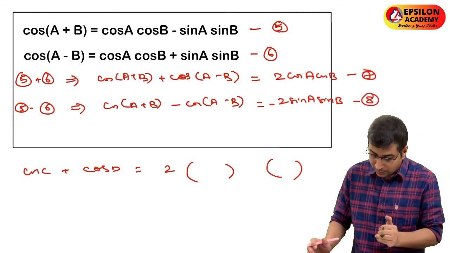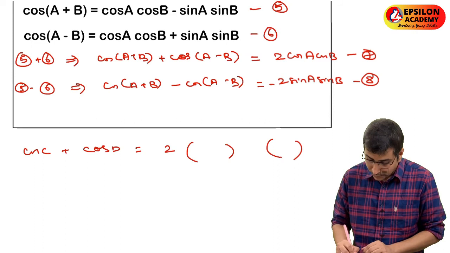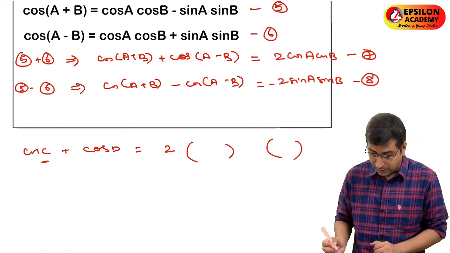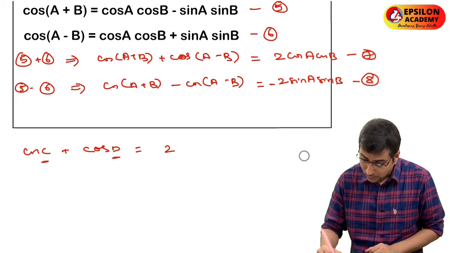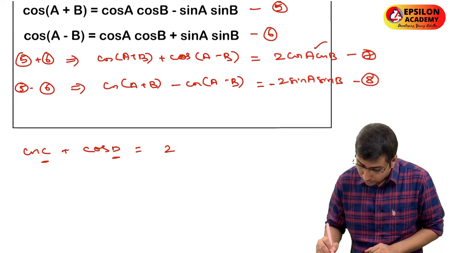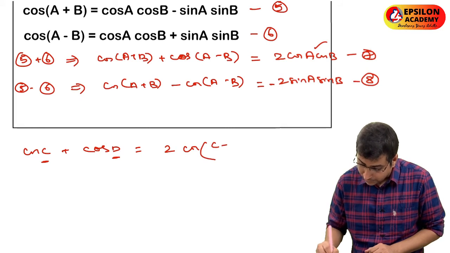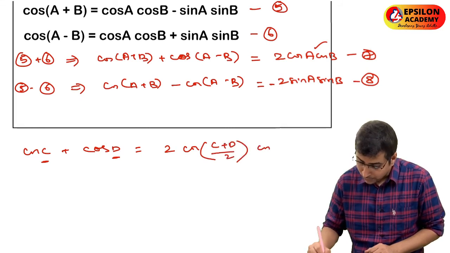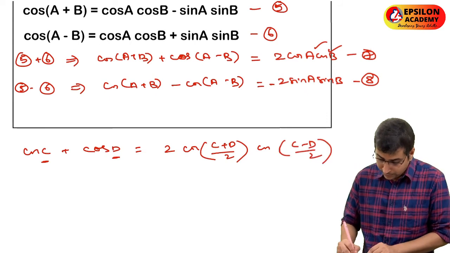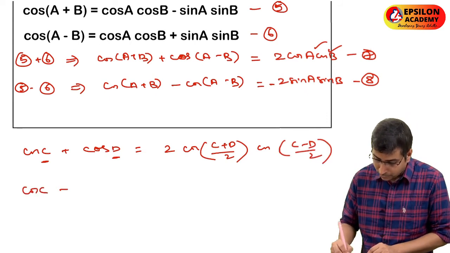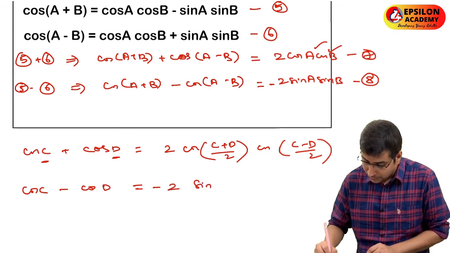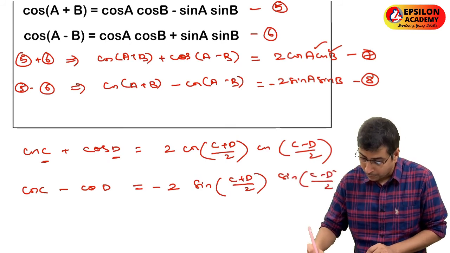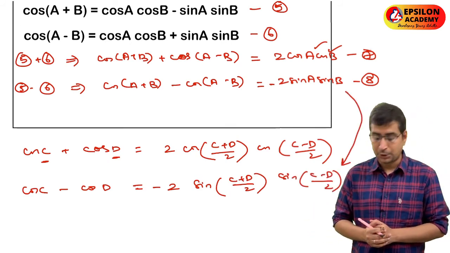Okay. So, cos c plus cos d will give us, in the place of c it is a plus b, in the place of d it is a minus b. So, you will get it as 2 times cos of, in the place of a we can write c plus d divided by 2 into cos of c minus d divided by 2. Similarly, cos c minus cos d is going to give us minus 2 times sine of c plus d divided by 2 into sine of c minus d divided by 2, that is by using the 8th expression.